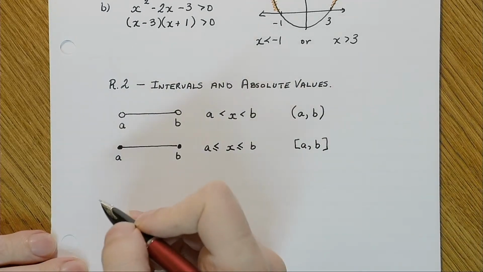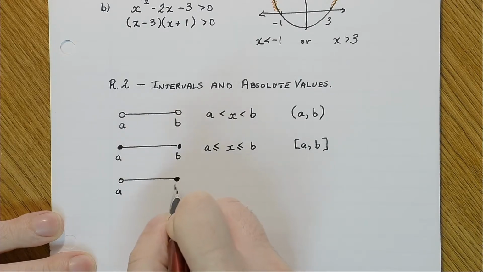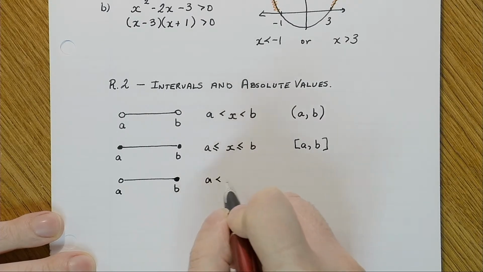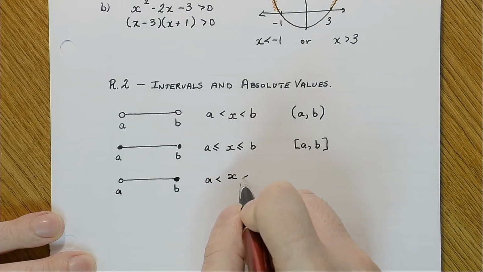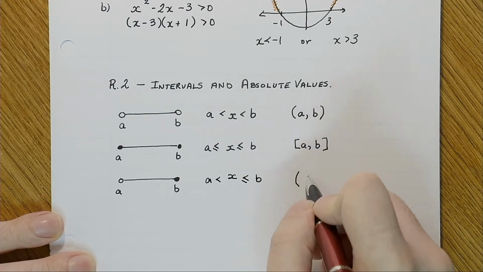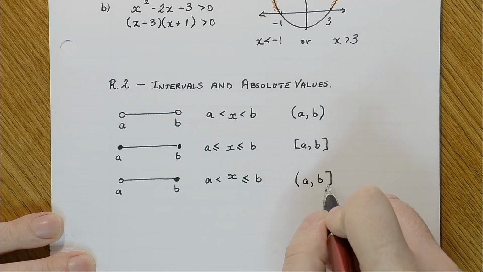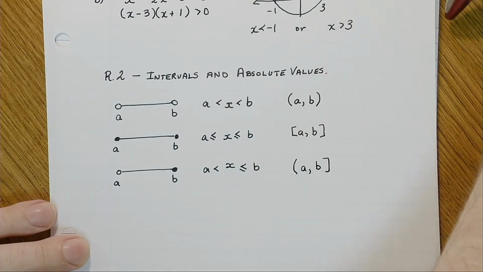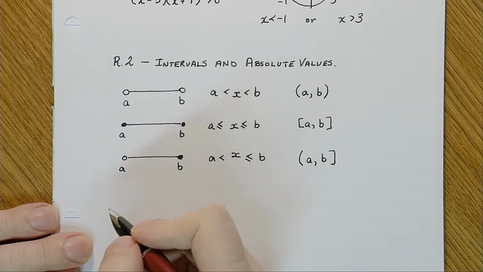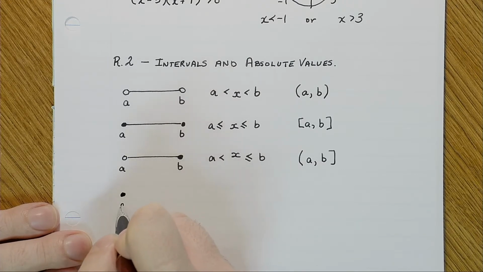You can get different combinations of that. Say A and B, one with an open hole and one with a closed hole, so that would equate to A less than x less than or equal to B, and then we can write that with bracket notation: a round bracket A, comma, B, close square bracket. And we can switch them. We could actually have a closed hole here.